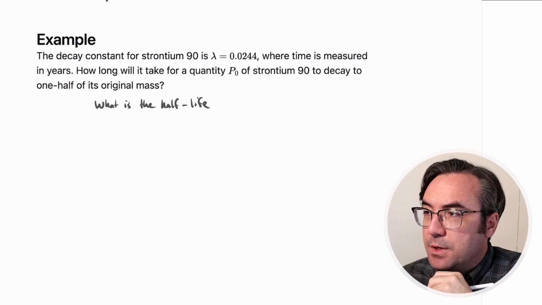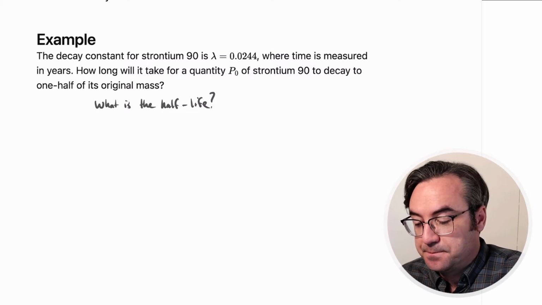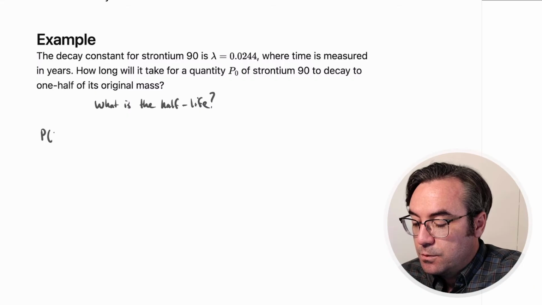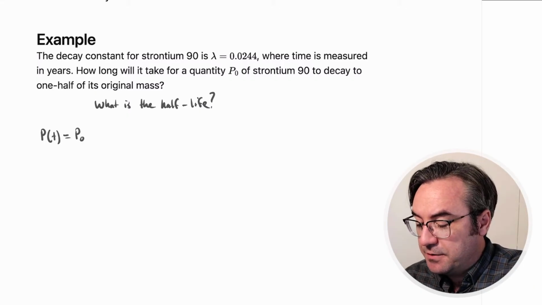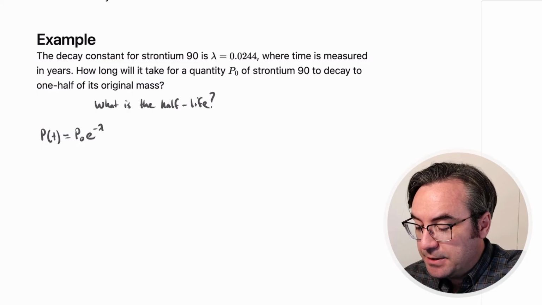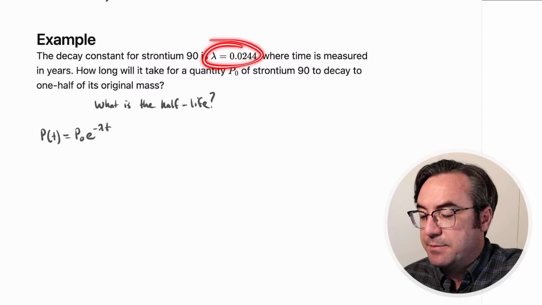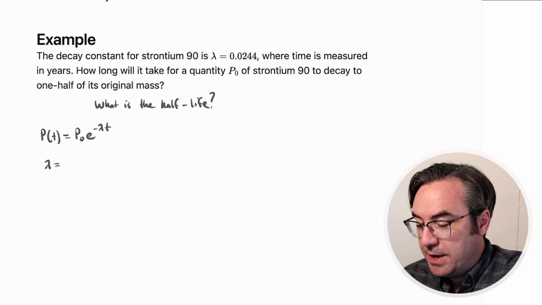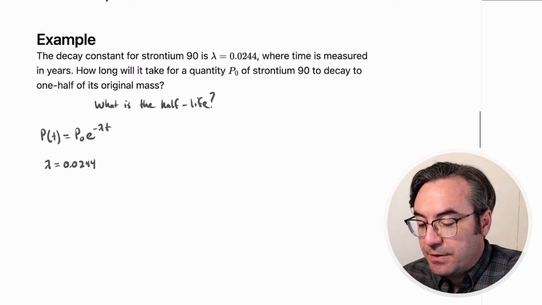Okay. So what information do we have? Well, we know we're dealing with radioactive decay, so we can write down our radioactive decay formula, and we'll use the negative lambda version just because we have information about lambda. So let's write that one down, 0.0244. And we're trying to figure out the half-life.